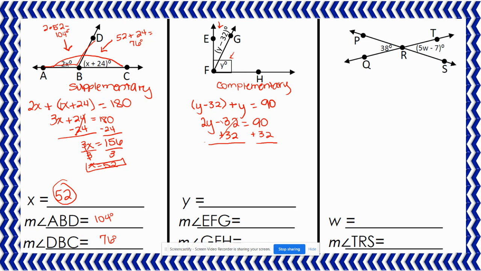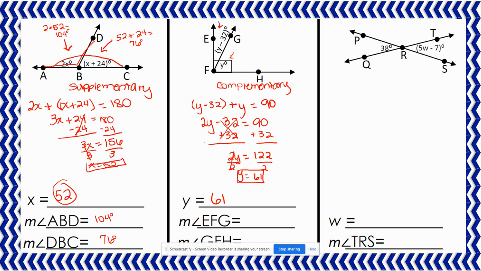Negative 32 plus 32 will cancel and leave me with 2y. 90 plus 32 is 122. Now to get y by itself, I need to divide by 2 on both sides. 2 over 2 will cancel and leave me with y equals, and 122 divided by 2 is 61. So that means that the value of y is 61.